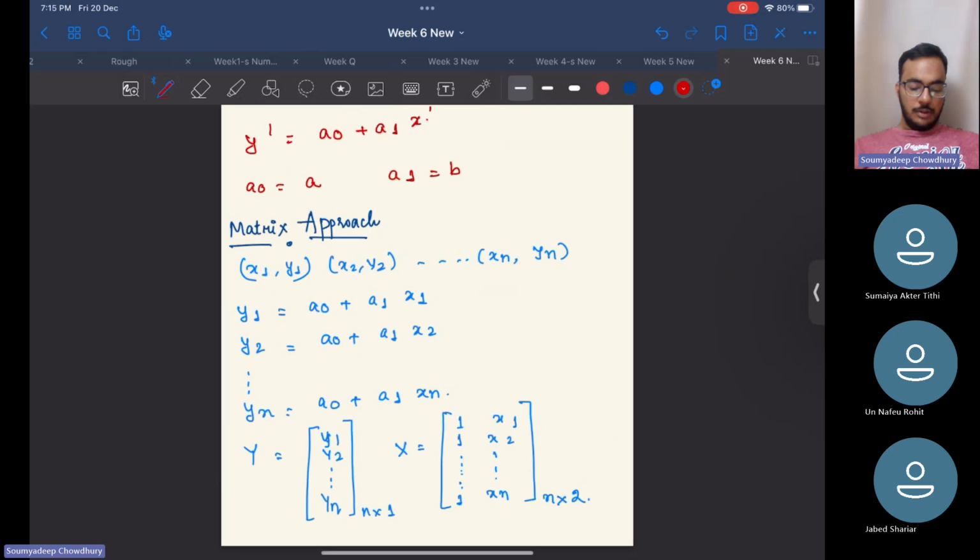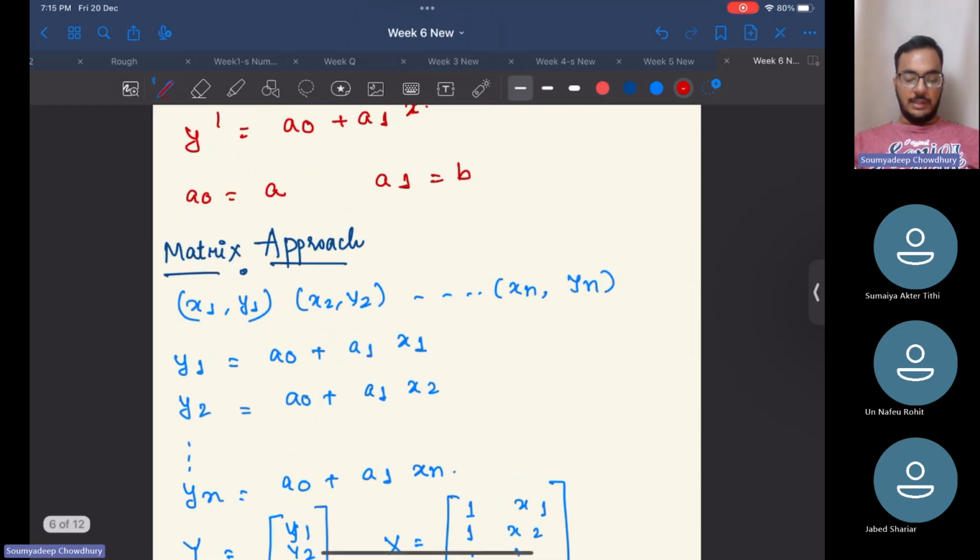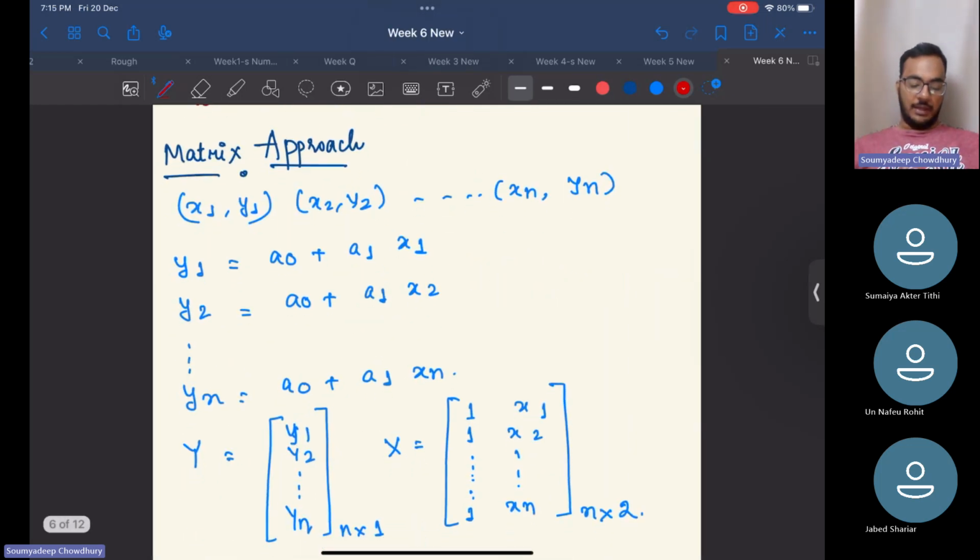So, if you need to remember the formulas for A naught and A1 every time you perform this method, and you don't want to remember that, you have to go through the matrix approach. In the matrix approach, that basically gives me a generalized technique for finding the coefficients here.